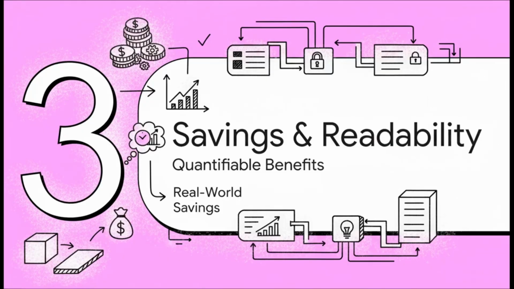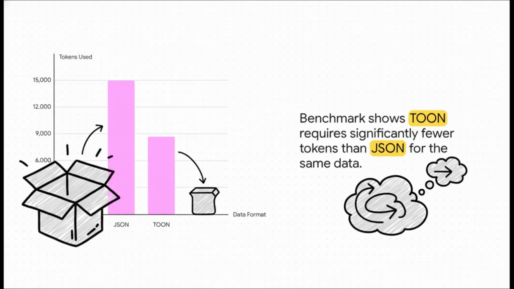So, okay, it definitely looks cleaner, but what's the actual measurable impact here? Let's talk about some real-world savings, because that's what really matters. The benchmark data is, well, it's pretty staggering. In one test case, a prompt using standard JSON needed 15,000 tokens. The exact same data formatted as TOON only required 8,700. That is a massive reduction right off the bat.